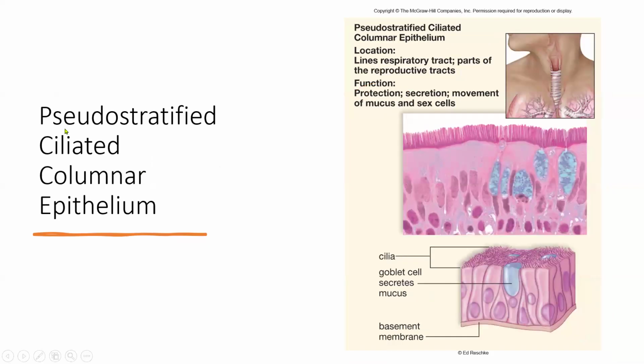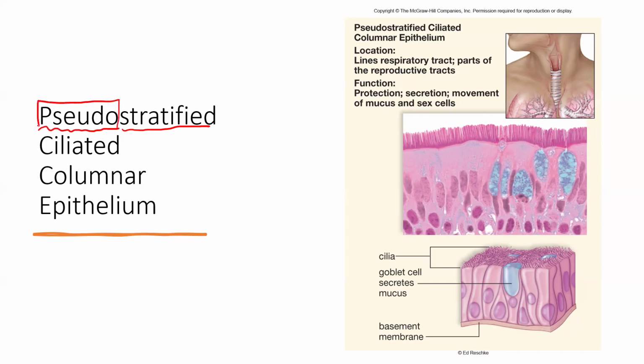Now, there is another kind called pseudo-stratified ciliated columnar epithelium, and that is a very long name. Okay, let's try to break it down. First of all, stratify. What does stratify mean again? Anybody remember? I've been telling you about it for the past 10 minutes. What's stratify? Yeah, stratify means multiple layers, right? Many layers, okay?